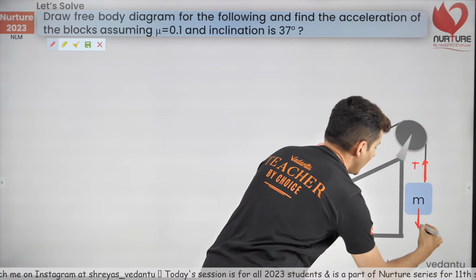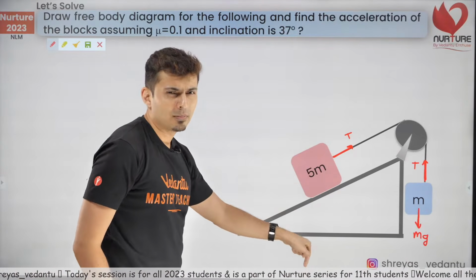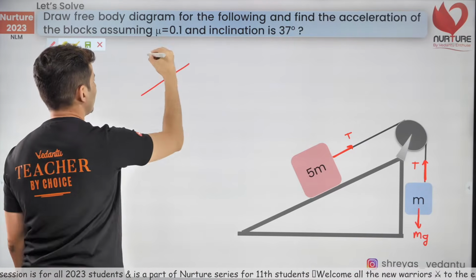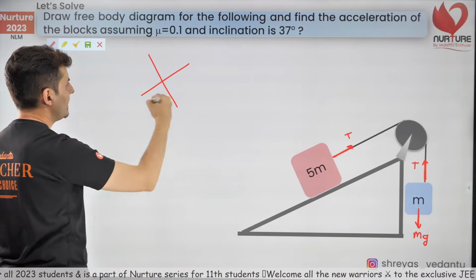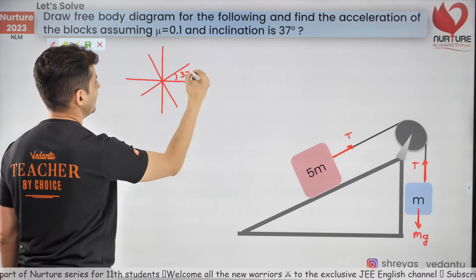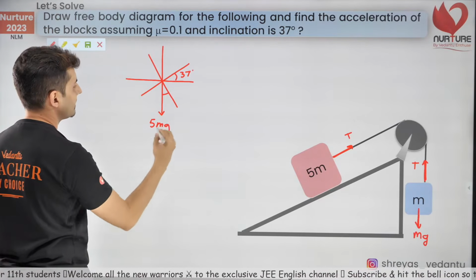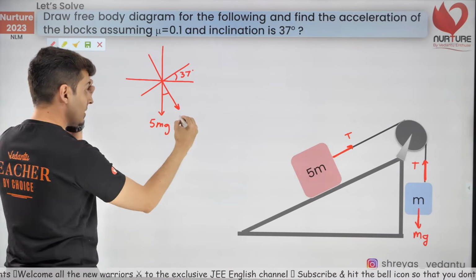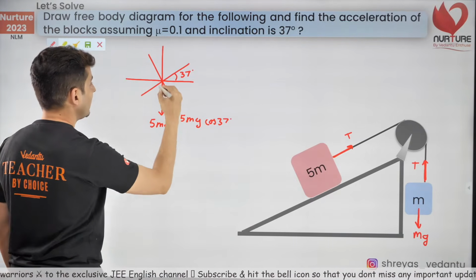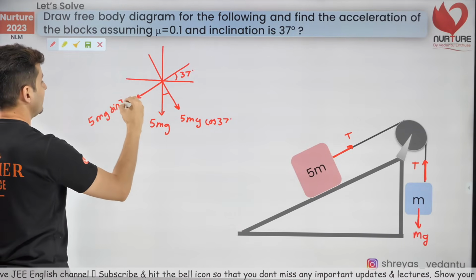This M will have mg down. Now 5mg will act down, but most likely I have to split it. In order to split that, again draw the perpendicular along horizontal and vertical. This is 37 degrees. This will be 5mg. This will also be 37. So what will this be equal to? This will be 5mg cos 37, and this would be 5mg sine 37.